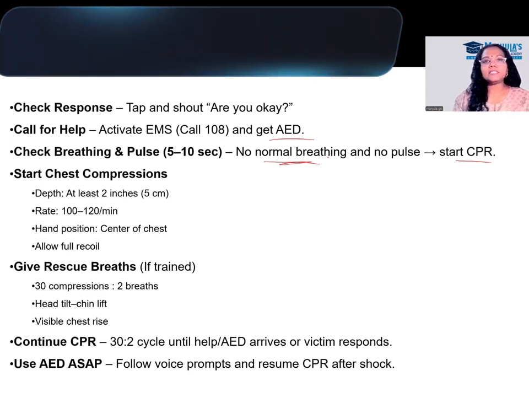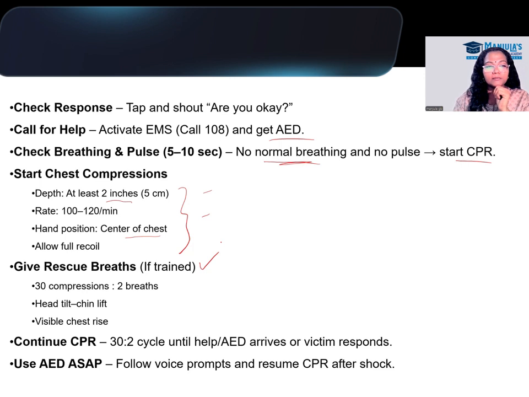Then when you're giving the chest compressions, there are certain aspects to remember. You could have questions from any one of these. So the depth should be at least 2 inches, that is 5 centimeters, and the rate should be between 100 to 120 per minute. And how do you position the hand? At the center of the chest and allow for full recoil. After a deep compression, you allow the chest to recoil completely and give 2 rescue breaths. So 30 compressions, 2 breaths.